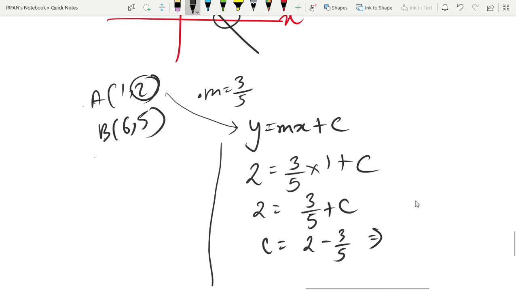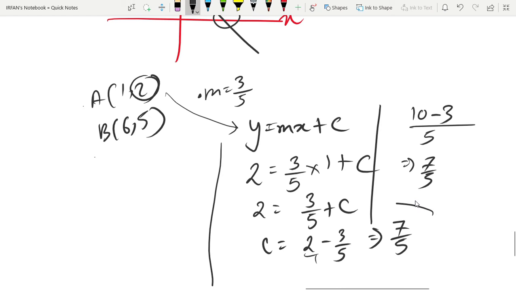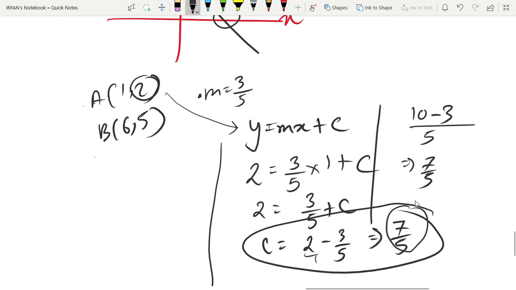C should be something, or let me do it without using a calculator. It should be 10 minus 3 over 5, or it should be 7 by 5. So it should be 7 by 5. Okay, so we got our y-intercept as 7 by 5.